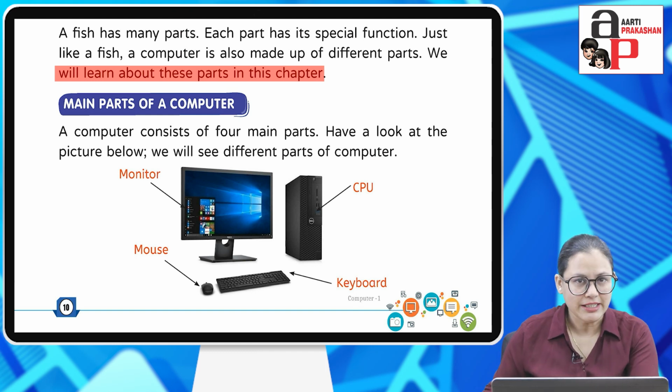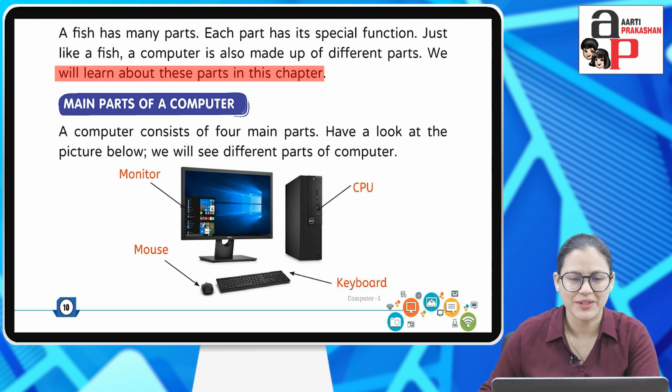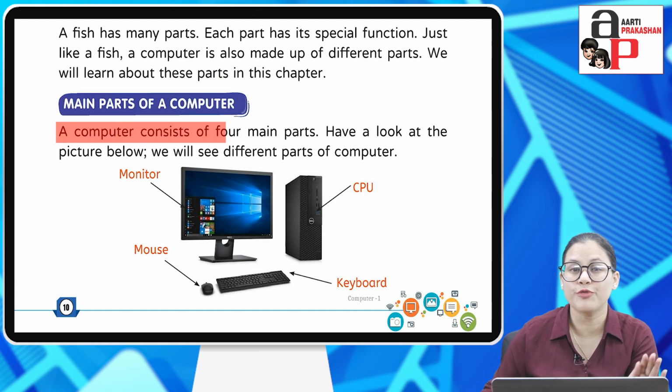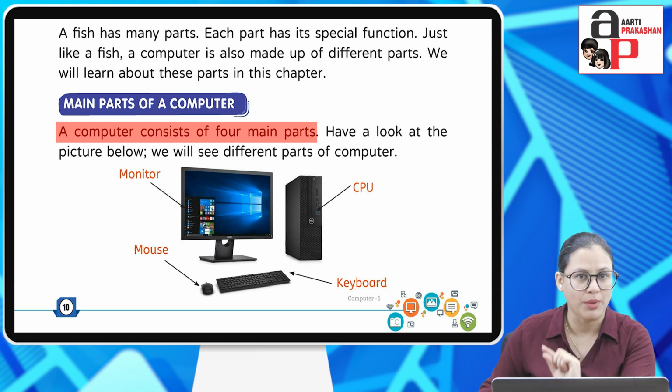So similarly, a computer also has many parts, okay? And these different parts have their special functions, okay? So the main parts of a computer consist of 4 main parts. Remember that. A computer has 4 main parts.